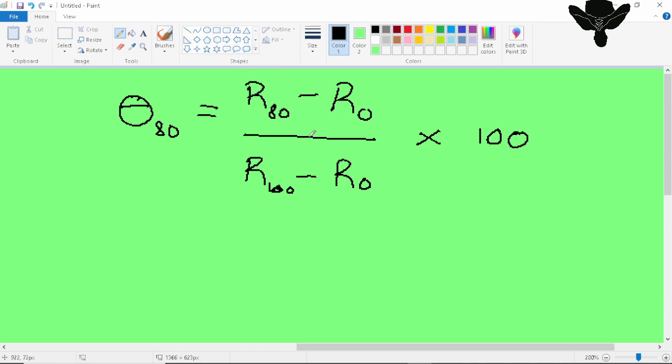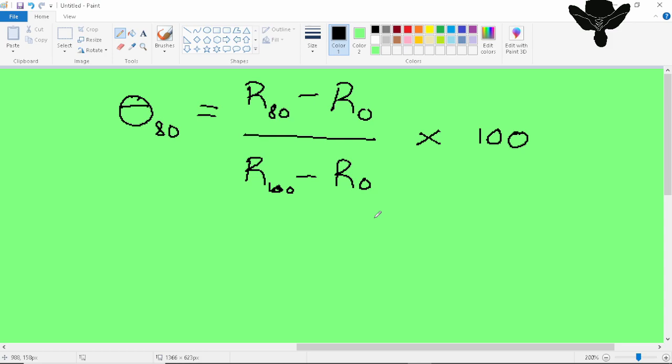But we have a bit of a problem. The question never once gave us the actual value for any resistance. It never gave us the resistance at 80. It never gave us the resistance at 0. And it never gave us the resistance at 100. So what do we do here? Well, the question had you work out the resistance, even though it didn't give you a number, it told you to work out or calculate the resistance in terms of RO. That's what we just did.